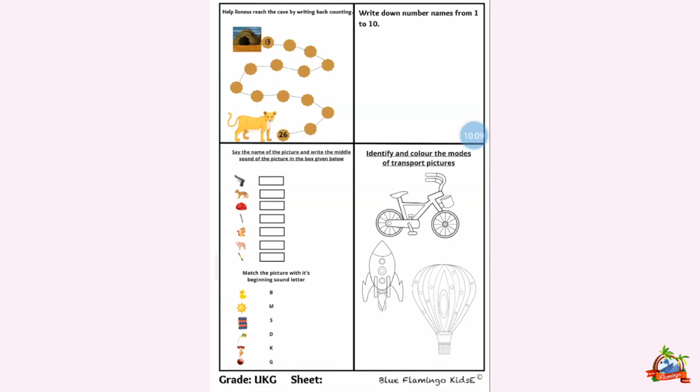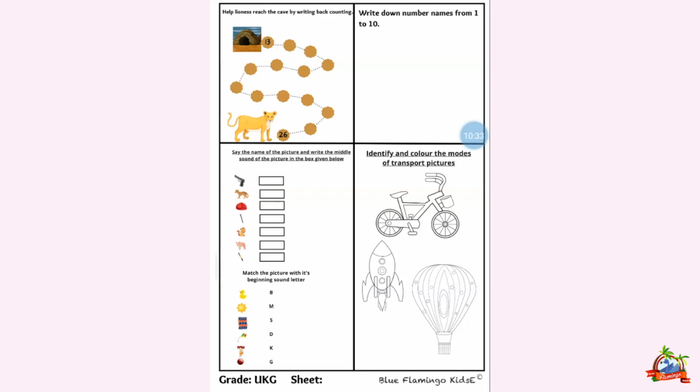See the next question. Match the picture with its beginning letter. In this you have to match the picture with its first letter. First letter से picture को match करना है, and I hope you can do this. Duck with letter D, sun with letter S, mat with letter M, kite with letter K, girl with letter G, and ball with letter B.